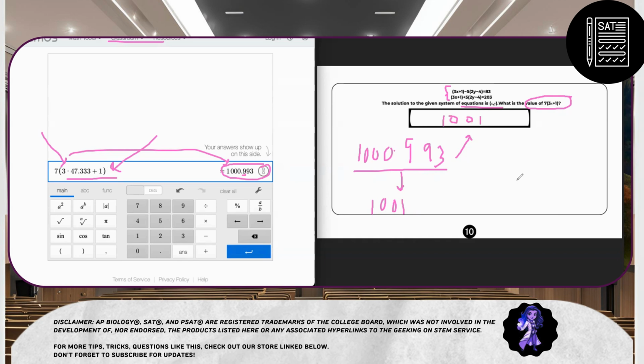I hope this helps you solve problems and better understand systems of equations.